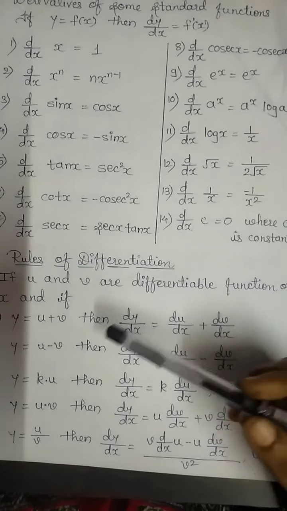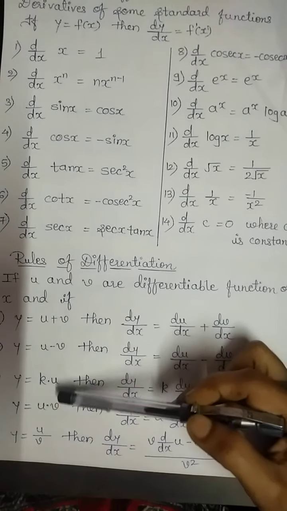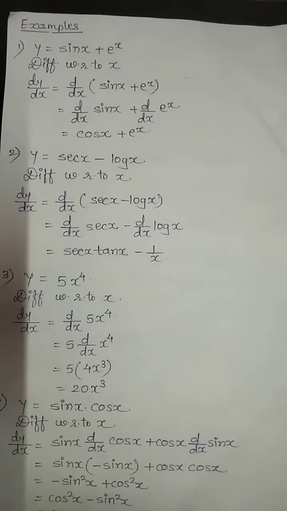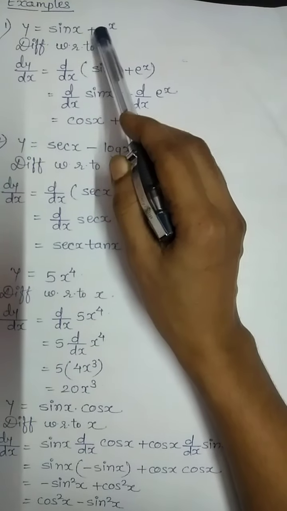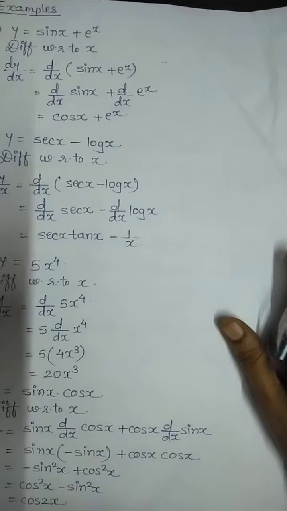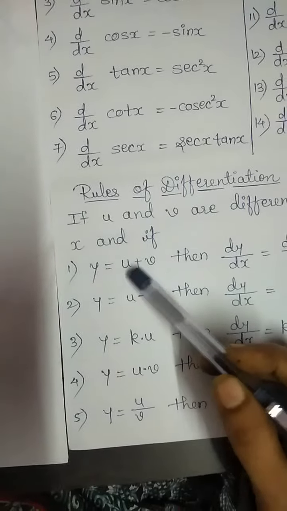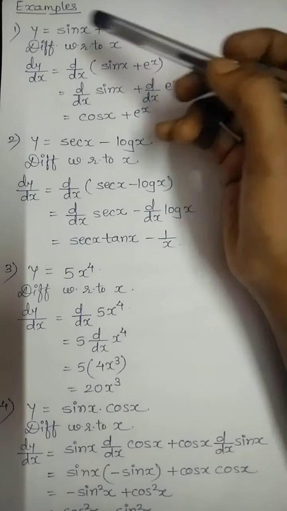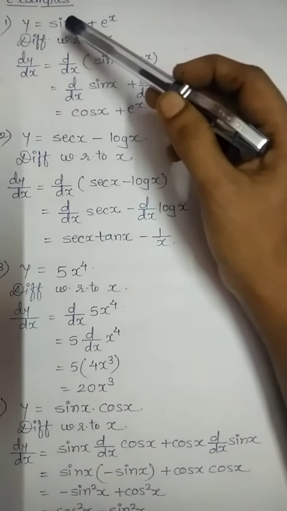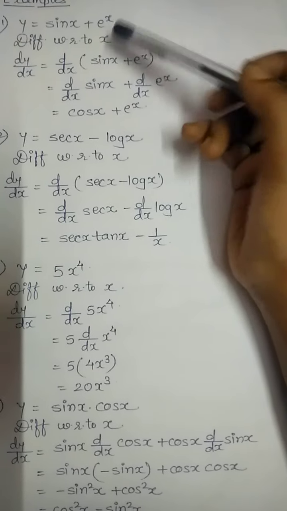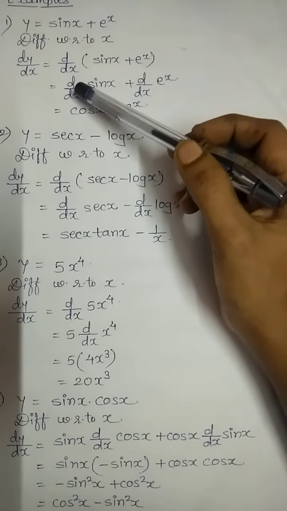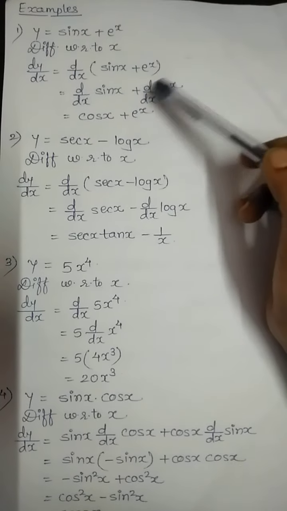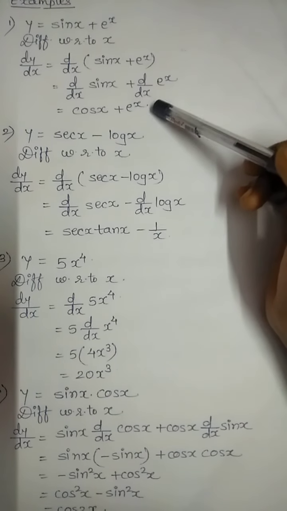Now we are going to consider an example for each and every rule. Now suppose first example, y is equal to sin x plus e raised to x. Now this is our rule number 1, u plus v format. Now here differentiating with respect to x, so derivative of y is equal to derivative of first term plus derivative of second term. So by using formula we know that derivative of sin x is cos x and derivative of e raised to x is e raised to x. So this is our answer.